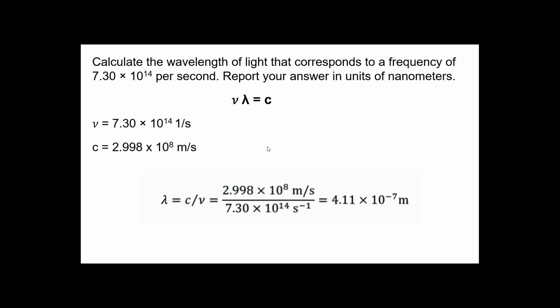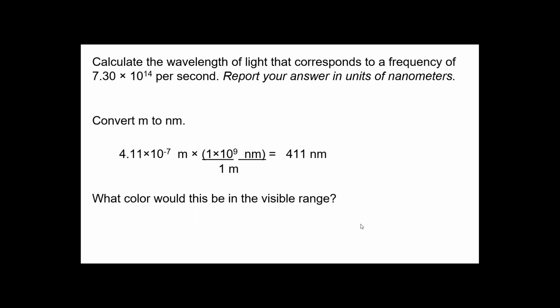So here we go. Calculate. I pulled out the frequency. I'm giving you the speed of light. Plug it in. And this gives me my meters. So this is why we don't deal with meters when we discuss visible light, because this is not going to give you an idea where it fits in the visible spectrum. So we're going to plug it in and we're going to convert it.